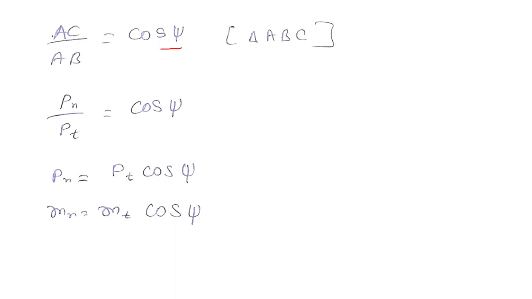We already discussed that AC is Pn and AB is Pt. So Pn upon Pt is equal to cos psi. So we can write Pn is equal to Pt cos psi. The same we can write for the module, Mn is equal to Mt cos psi. So these two relations we will use in numericals.